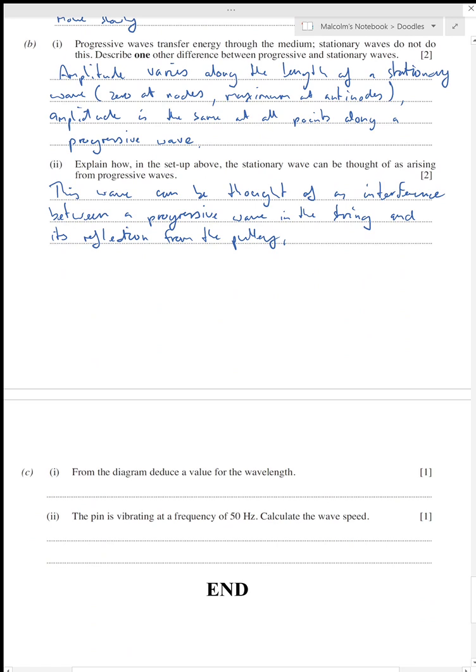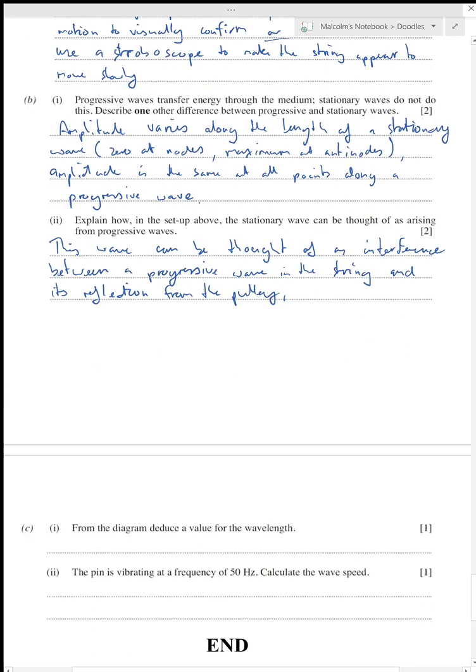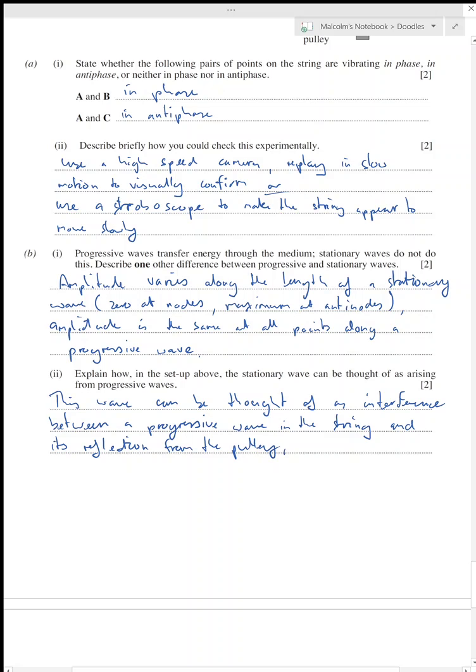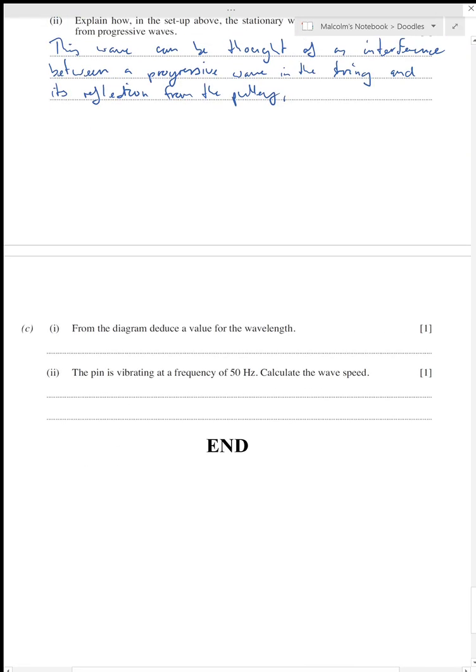Part C then, from the diagram, deduce a value for the wavelength. Let's go back to this diagram and have a look. As I mentioned earlier, the labeled 1.2 meters here, if we look at this, this is a node, so there is a whole wavelength and there's the next whole wavelength. So that 1.2 is equal to twice the wavelength. So the wavelength here is 0.6 meters.